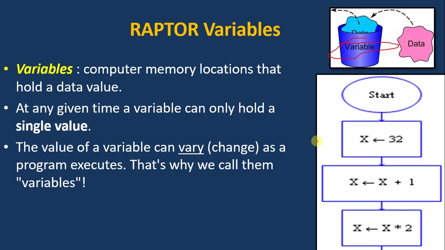If you observe here, initially we have given x the value 32. So the x variable is holding the value 32, and the value can vary throughout the program. Here the value of x is getting increased by 1. Here the value is getting multiplied. So a variable is something that can hold a single value, and the value of a variable can vary throughout the course of the program.